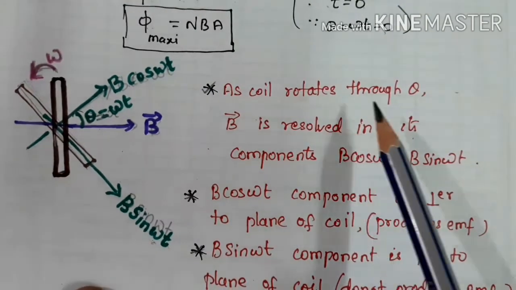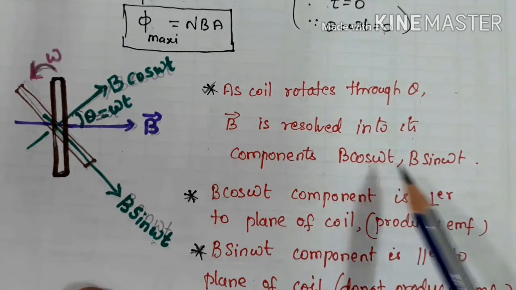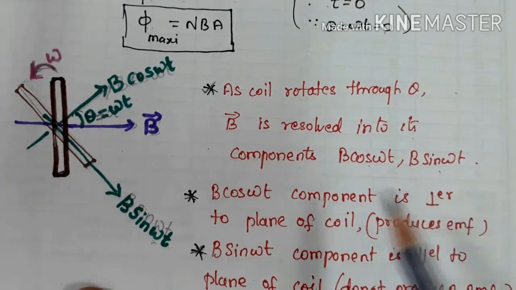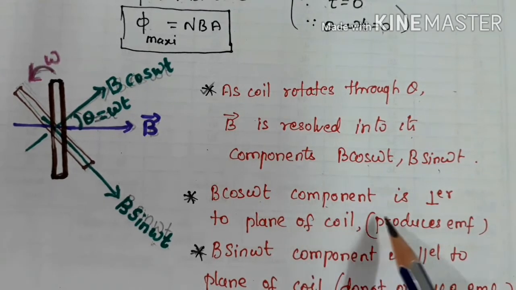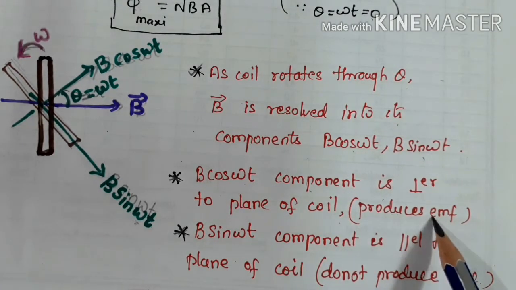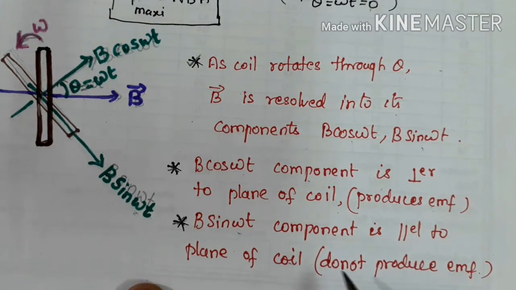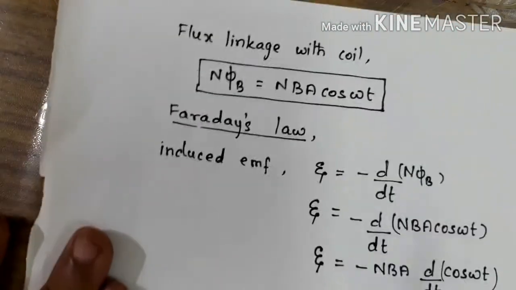So as the coil rotates through theta, B is resolved into components, B cos omega t and B sin omega t. The B cos omega t component is perpendicular to the plane of the coil. It will be involved in the production of electromotive force, that is EMF. The B sin omega t component is parallel to the plane of the coil. It does not have any role in the production of electromotive force. Right? Now we will go to the derivation part.